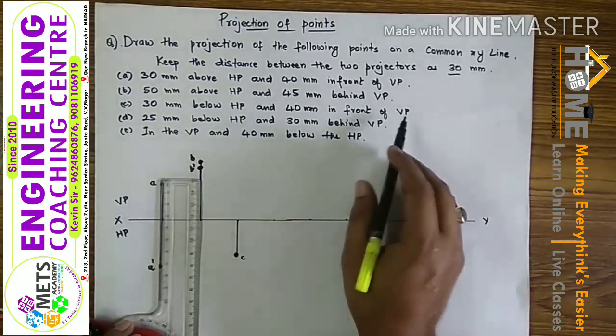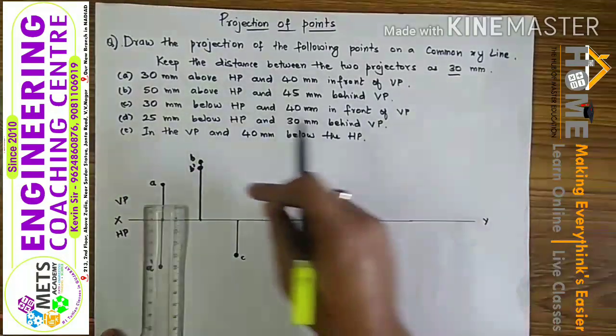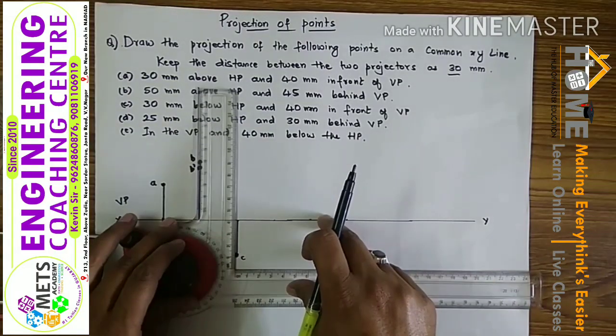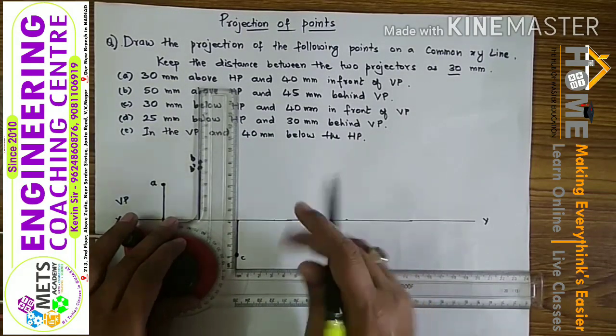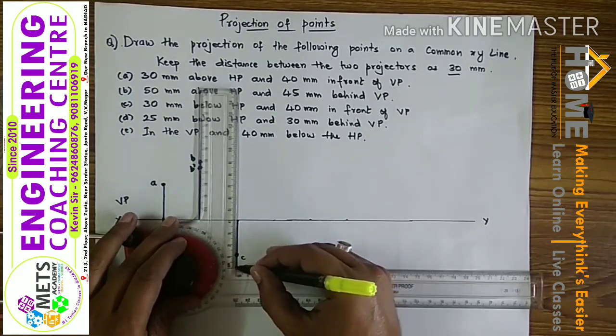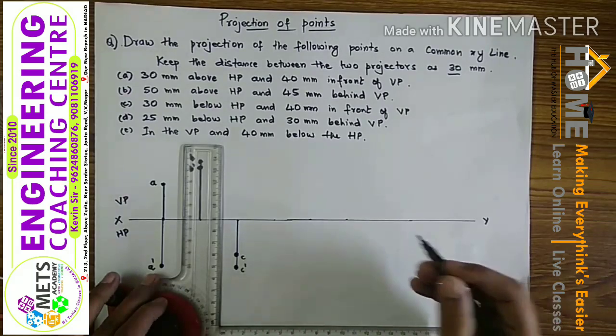And 40 mm in front of VP. In front of VP means downwards; this is the VP plane. How much? 40 mm from the XY line only, on that only, 40 mm I took. Then I have drawn the point. That point is called C dash.